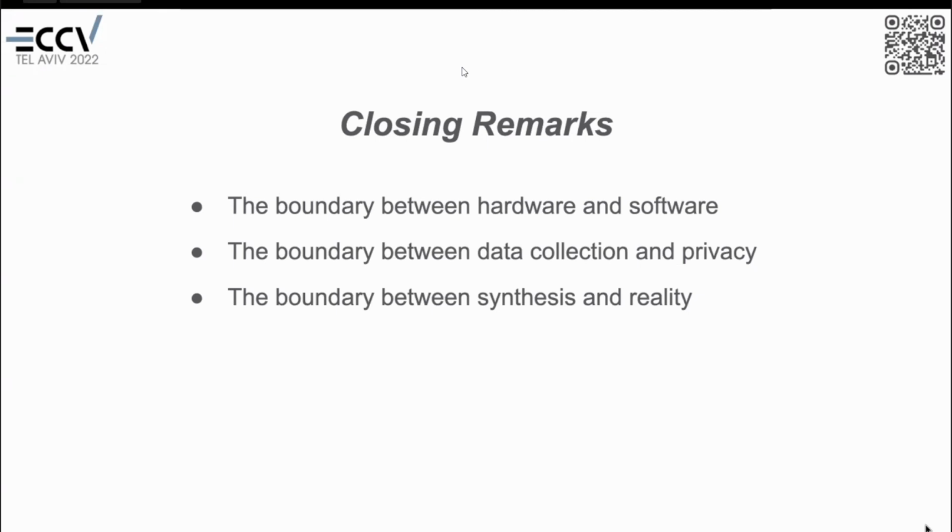And the third is the boundary between synthesis and reality. As I see from the results of Barley with Stable Diffusion, the current generative models have reached the point where the quality of the results, in either 2D or 3D, has reached human level. So at that level, can this generative model still help us understand more about artificial intelligence? That is a very intriguing problem.